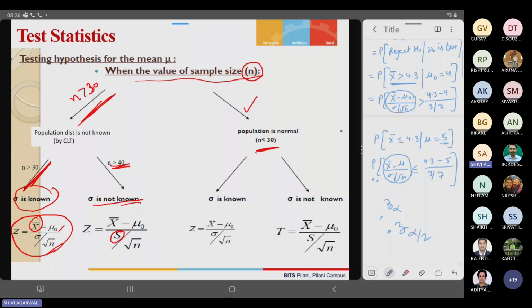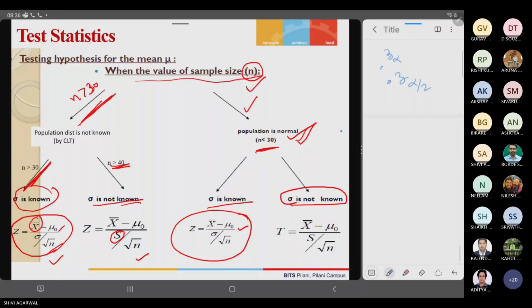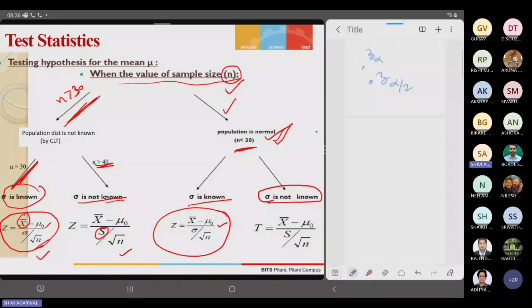Now, if population is normal and sigma is known, again we can say x bar follows the normal distribution. So we are using the same thing as we have done earlier. (X bar minus mu naught) upon (sigma upon root n) will become our test statistic. Correct. But if sigma is not known and population is normal with small sample size, so the three cases we are taking here we have already done in the confidence interval.